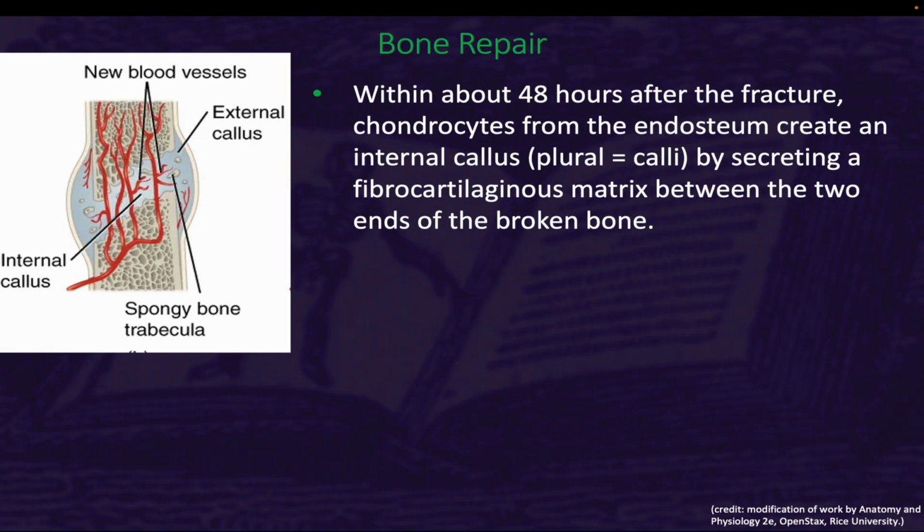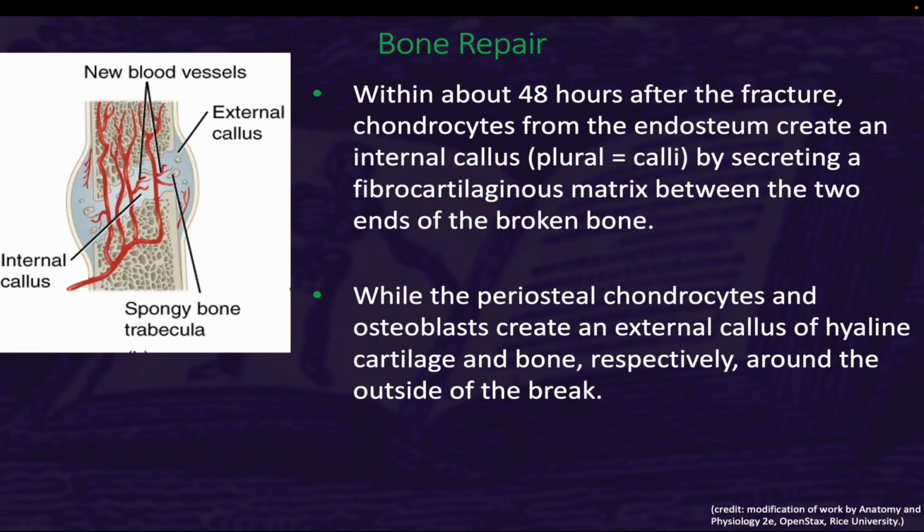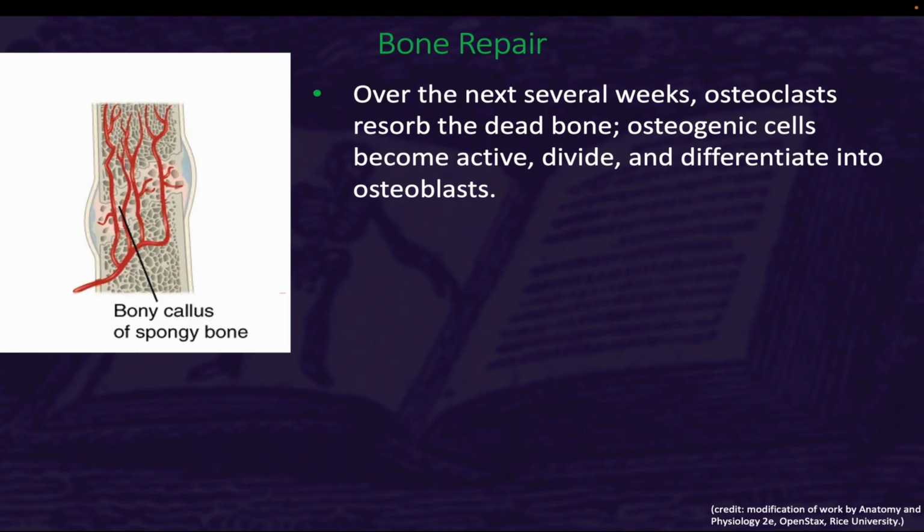Within about 48 hours after the fracture, chondrocytes from the endosteum create an internal callus by secreting a fibrocartilaginous matrix between the two ends of the broken bone, while the periosteal chondrocytes and osteoblasts create an external callus of hyaline cartilage and bone, respectively, around the outside of the break. This stabilizes the fracture. Over the next several weeks, osteoclasts reabsorb the dead bone.